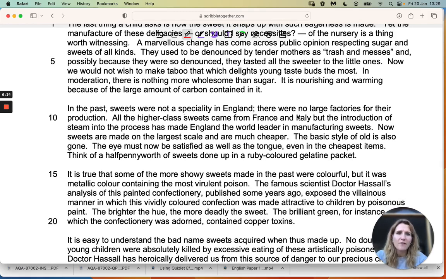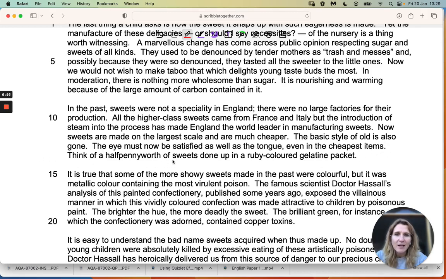There were no large factories for their production. All the high-class sweets came from France and Italy, but the introduction of steam into the processes has made England the world leader in manufacturing sweets. Now sweets are made on the largest scale and are much cheaper. The basic style of old is also gone. The eye must now be satisfied as well as the tongue, even in the cheapest items.